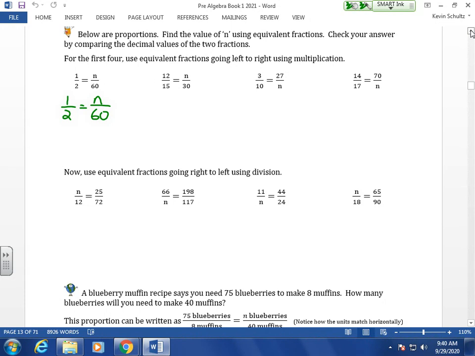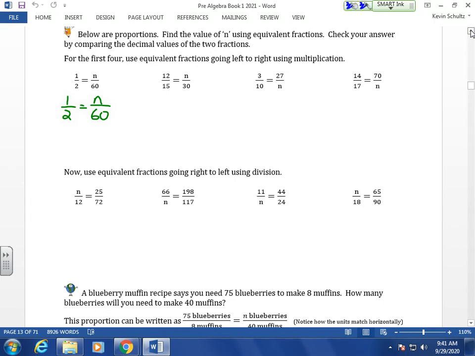1 over 2 equals n over 60. What is the value of n and how did you find it? Using equivalent fractions here. Have you folks done this before or is this new? Done this? Okay. Connor.